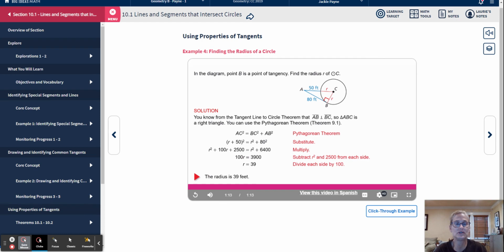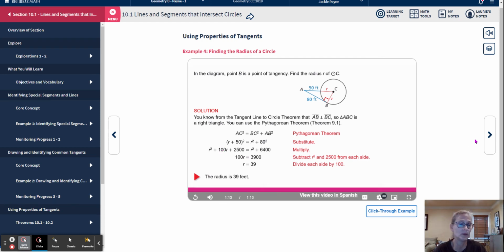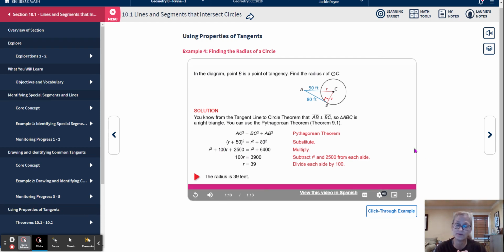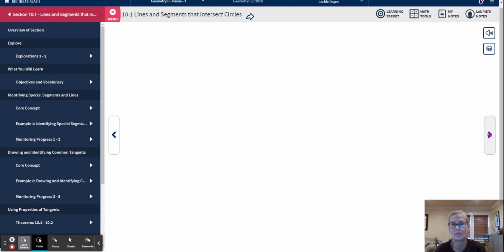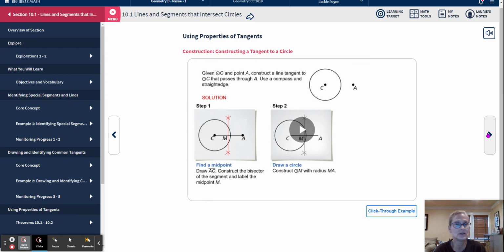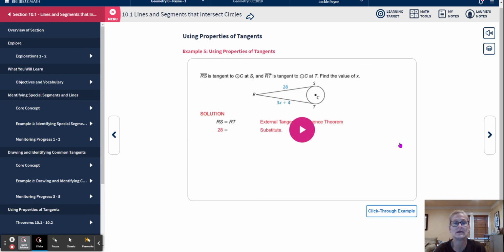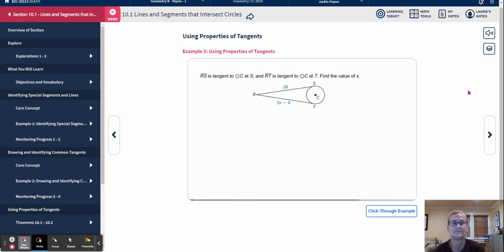Easy enough to follow. Be sure you multiply your binomials all the way out using our FOIL method so that you end up with a trinomial, and we will talk about that in class as well. There's going to be a lot of algebra in this chapter. One more example. We're not doing constructions while we're distance learning. Here's the example. Segment RS is tangent to circle C at S, and segment RT is tangent to circle C at T. Find the value of x.